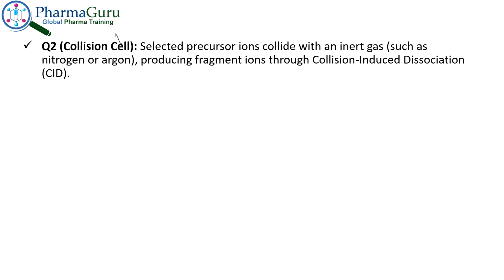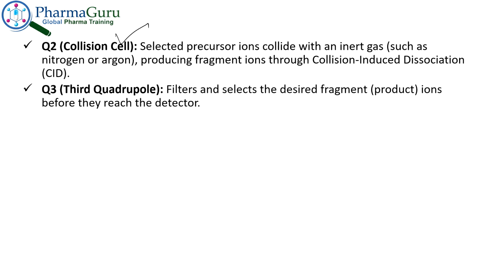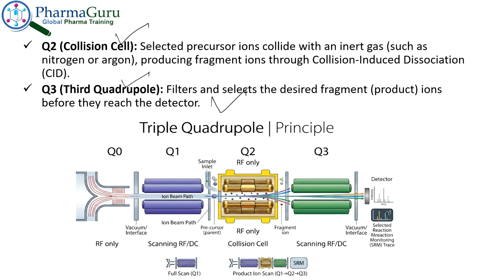Q2, which is called the collision cell. Selected precursor ions collide with an inert gas such as nitrogen or argon, producing fragment ions through collision induced dissociation or CID. Q3, which is the third quadrupole, filters and selects the desired fragments, which are called product ions, before they reach the detector. See, this is the flow diagram of the triple quadrupole. This is Q0, which is also called ion guide. This is Q1, first filter. Q2, this is the collision cell, and this is Q3.